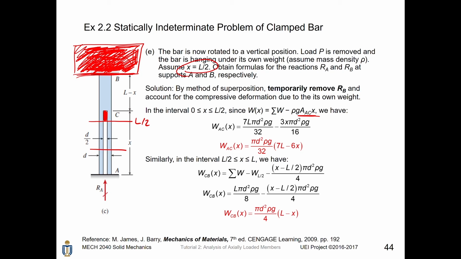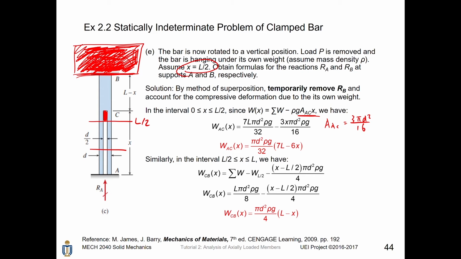Recall that the cross-sectional area for section AC would be 3 pi d squared divided by 16. Therefore, the compressive load caused by the weight in segment AC, expressed in x, is given by the total weight of this bar minus rho g times the cross-sectional area times x. So we can treat this part as the volume of material which is below the level of x. And the volume times rho g will be the weight of material below this level.